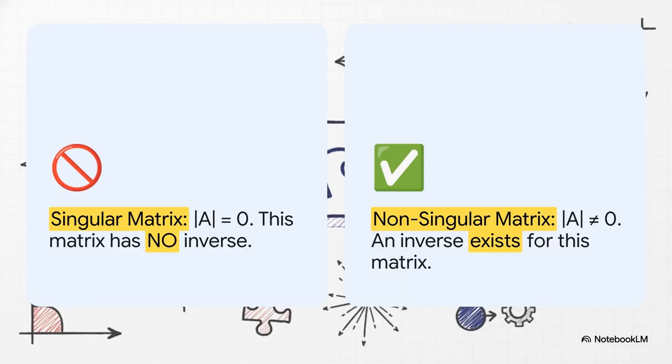The rule is dead simple. If the determinant of a matrix is 0, we call it a singular matrix, and it does not have an inverse. End of story. But if the determinant is anything other than 0, it's called non-singular, and an inverse exists. This is a fundamental idea that connects determinants directly to solving systems of equations.